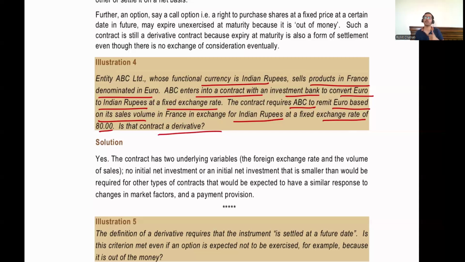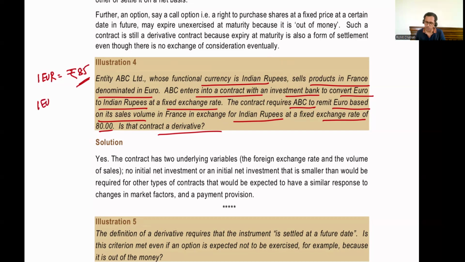Condition number one is that the value of the derivative should change based on the change in underlying variable. Basically, if the euro INR exchange rate fluctuates, ABC will make a gain or loss. For example, ABC is selling 1 euro at 80 rupees. Let us say euro appreciates to 85. In the market, 1 euro can be sold at 85 rupees, but ABC is obligated to sell 1 euro at 80 rupees. Therefore, it is going to be at a loss, because in the market it could have sold it at 85, but it is selling it under this contract at 80 rupees.